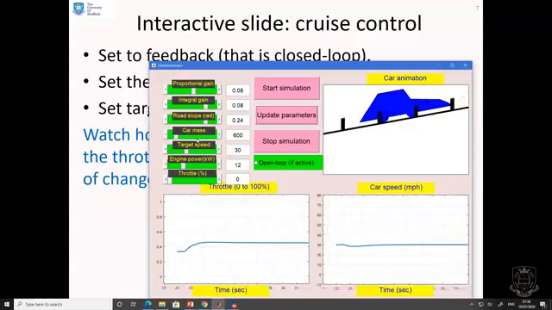Now, what if we do something like change the mass? So the car is much heavier, and therefore it's going to be harder work getting it to go up this hill. And again, you'll see at some point there'll be a reaction when the mass actually changes, when the GUI picks it up.